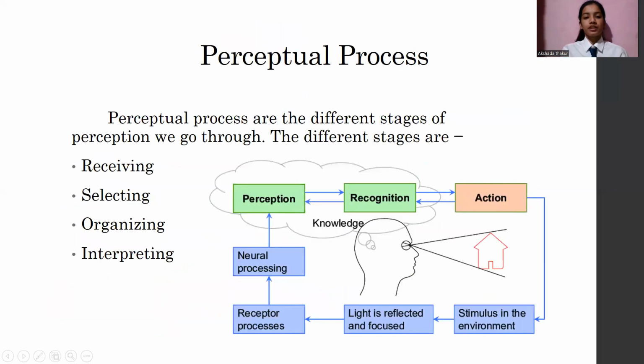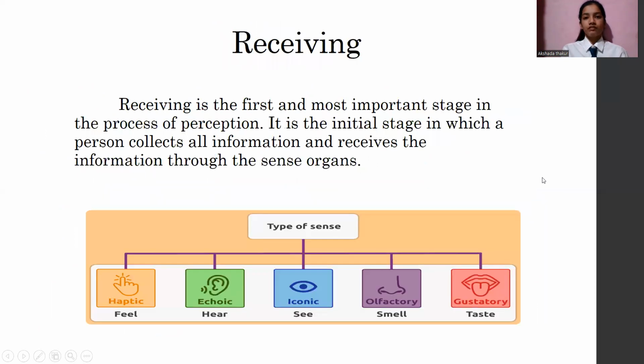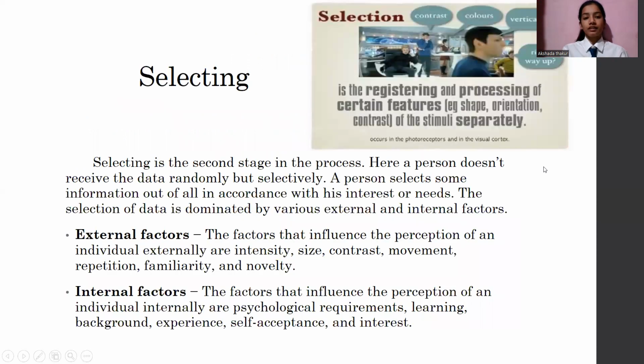Perceptual process. Perceptual processes are the different stages of perception we go through. The different stages are receiving, selecting, organizing, and interpreting. This is the chart for the perceptual process. The first one is receiving. Receiving is the first and most important stage in the process of perception. It is the initial stage in which a person collects all the information and receives it through the sense organs.